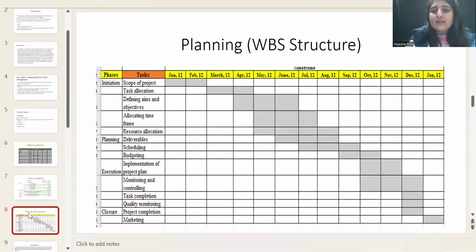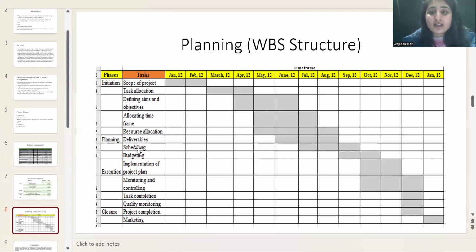In the planning phase, firstly, I did the WBS structure, the work breakdown structure. In the work breakdown structure, I considered 4 phases. The first one is the initiation phase, then the planning phase, execution phase, and closure. In the initiation phase, the scope of the project, task allocation, defining the aim and objective, allocating the time frame, and resource allocation are done.